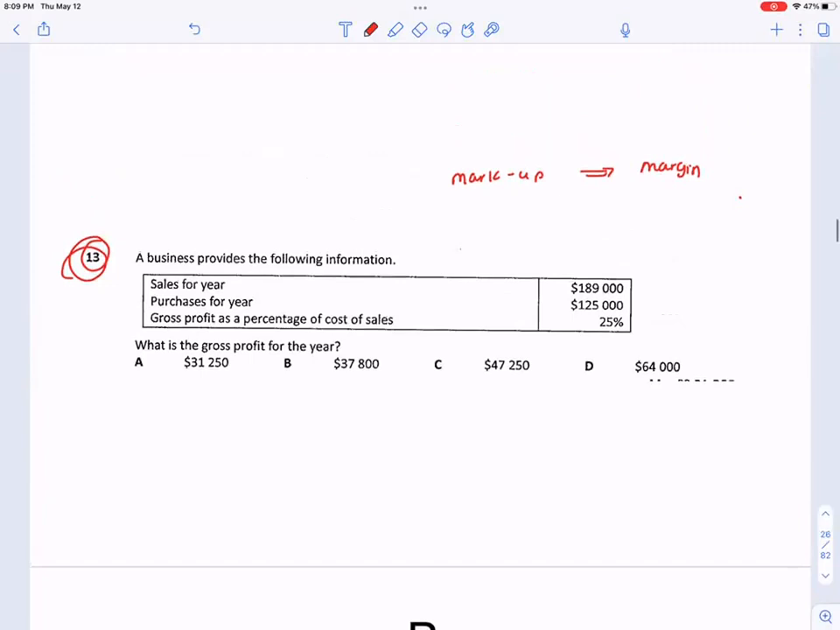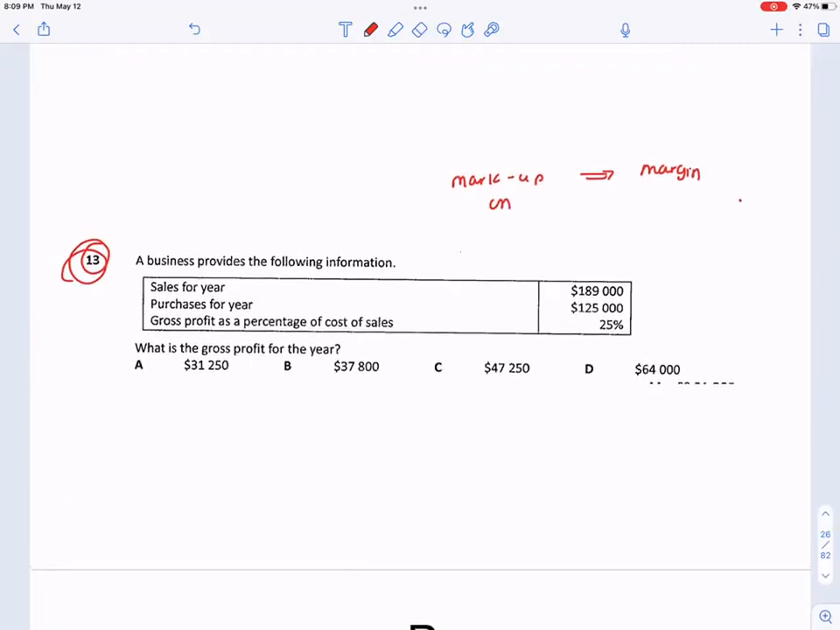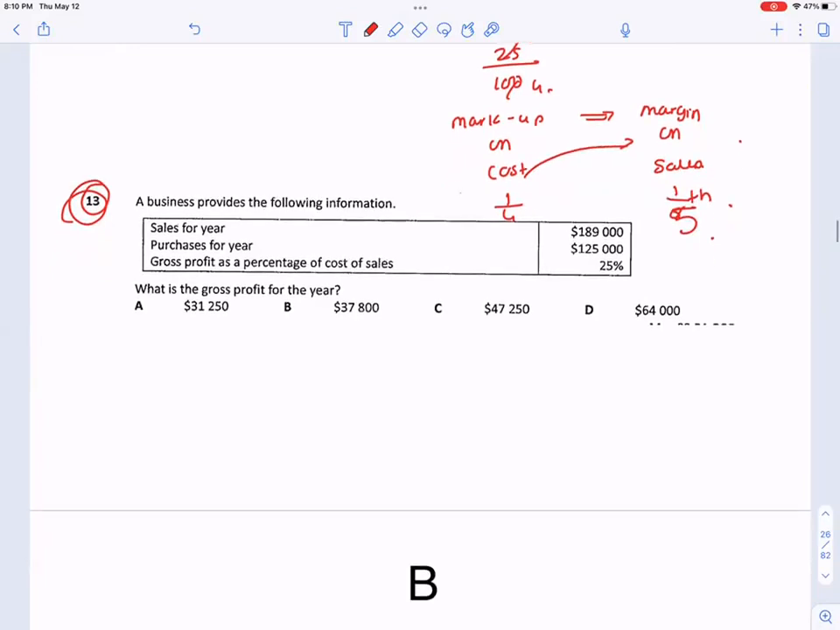This markup is 1 upon 4. So to convert to margin, we have to do 1 upon 5. Markup is on cost, margin is on sales. Cost is lower, sales is bigger. So from small to big, if you have to go, what will you do? You will add.